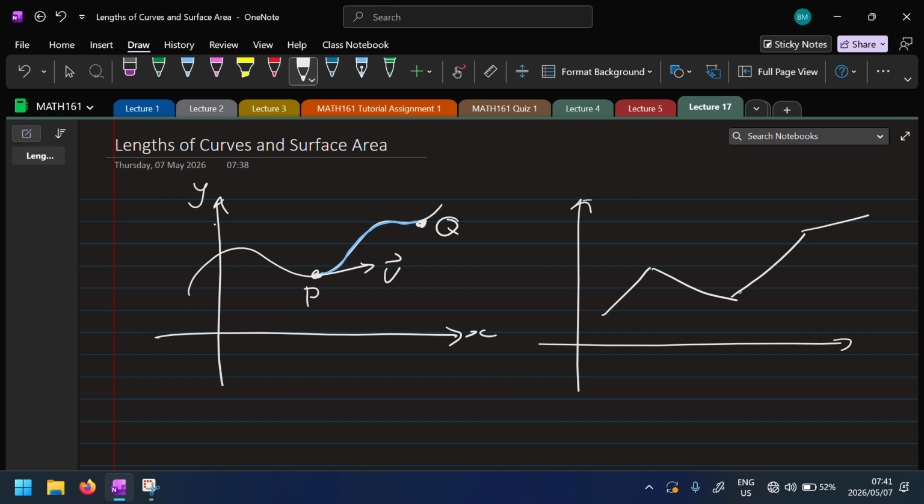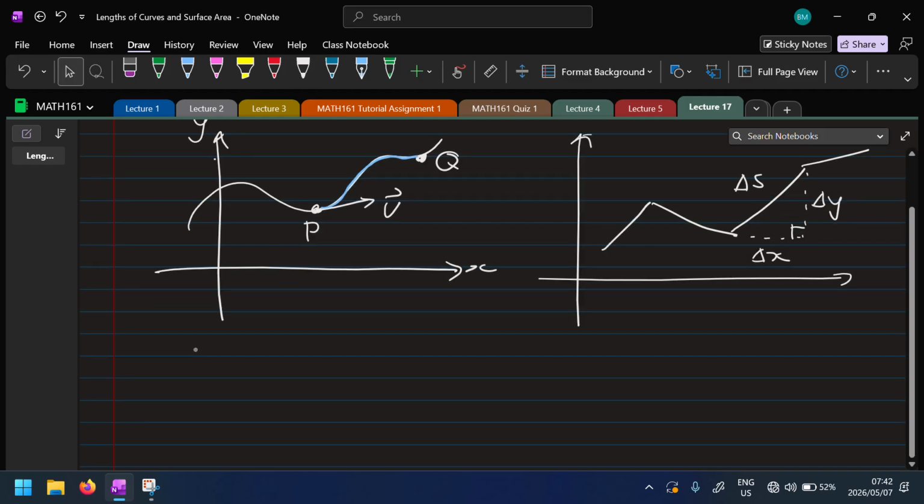So let's do it for this one here. We've got ourselves a right angle triangle. The length of that segment, we're going to call delta S. The bottom of the triangle, that's going to be delta X, and the top of the triangle, that's going to be delta Y. Now we can just use Pythag to work out the length of that segment. So we know that delta S squared is equal to delta X squared plus delta Y squared. That's just normal Pythag for that triangle.